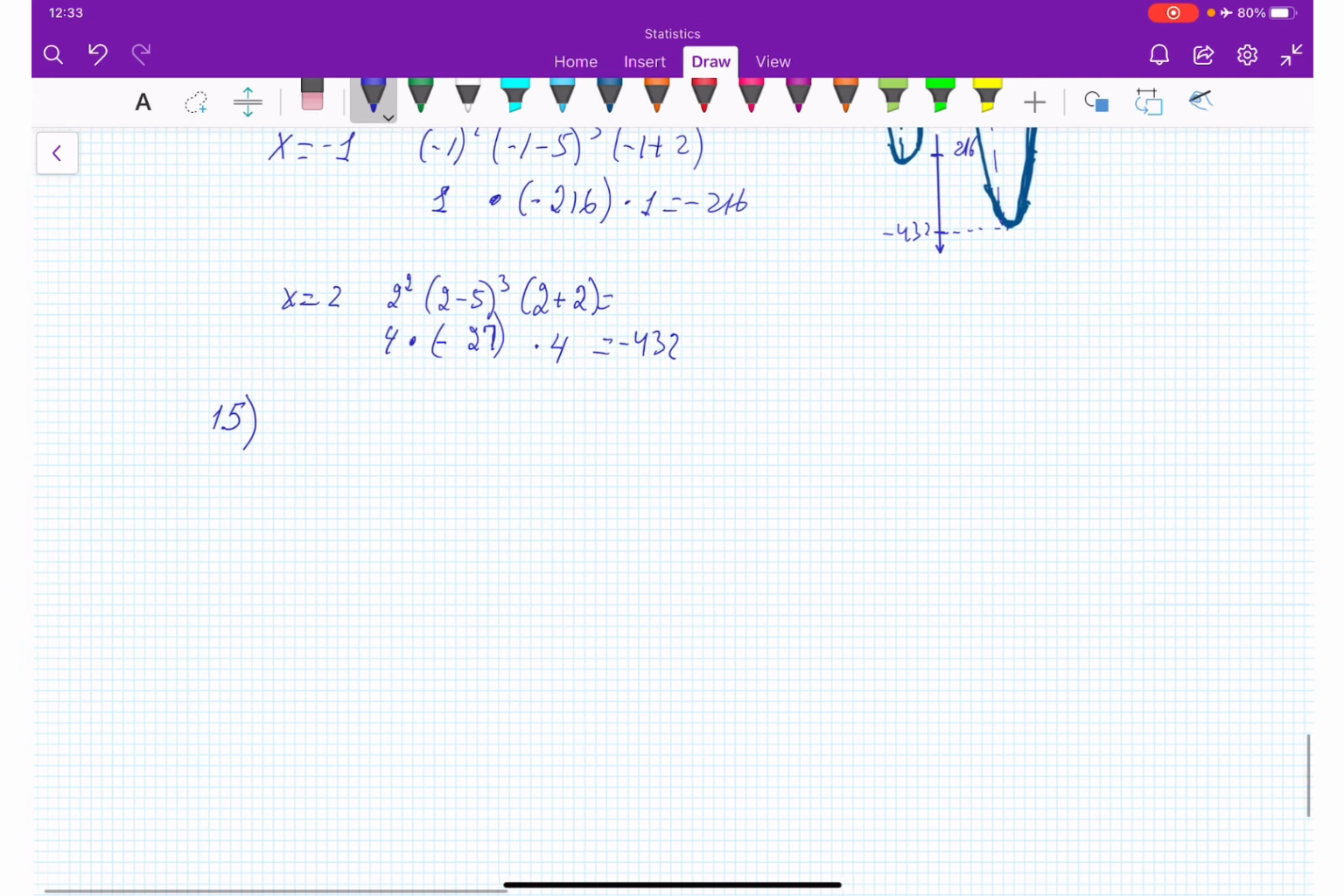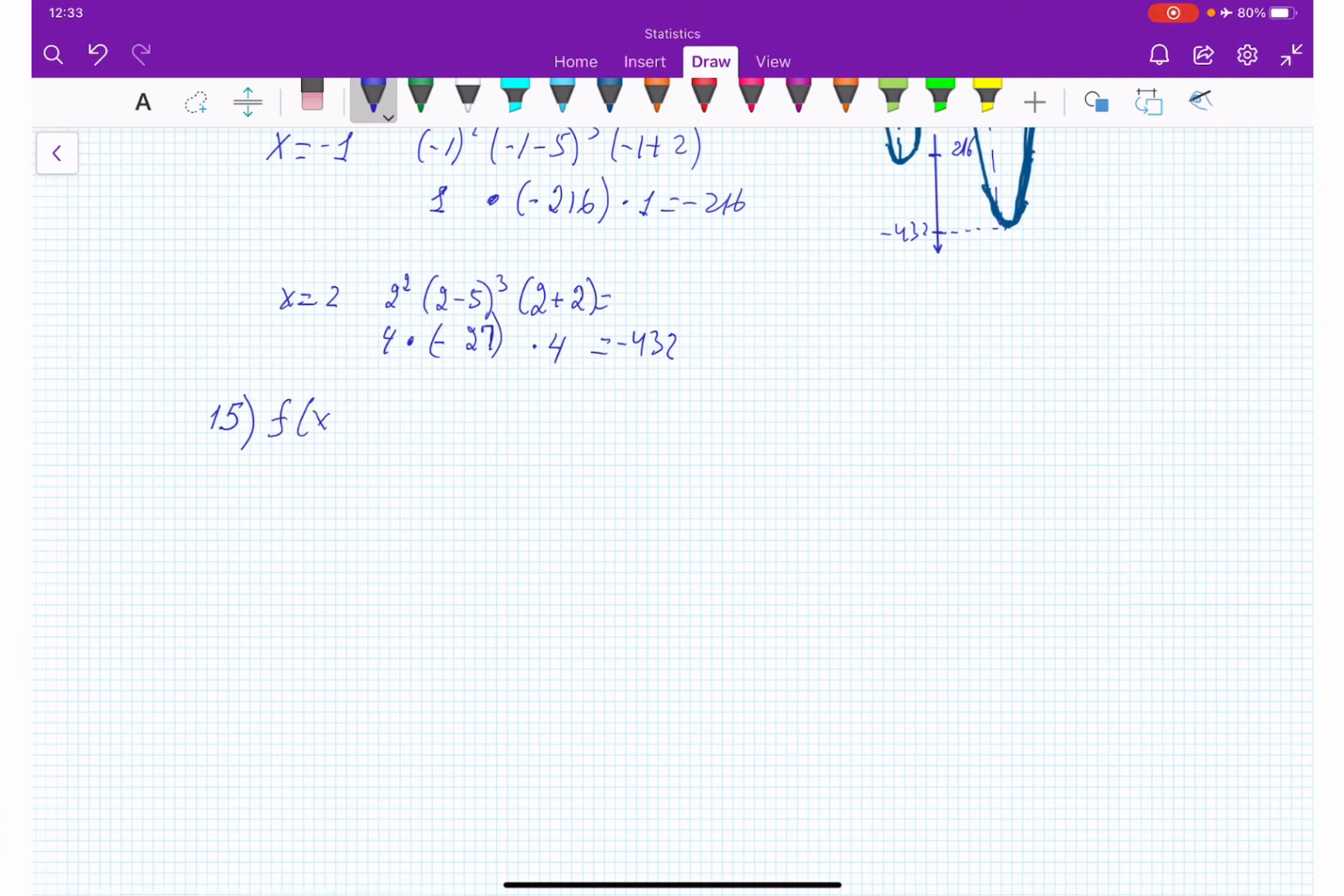Number 15. F of x is equal to negative x squared, x minus 1, and x plus 3. Okay, so let's start. How much is my highest degree? Let's go over. Here I have 2, here I have 1, here I have 1. If I add, I get 4. Okay, n is equal to 4.